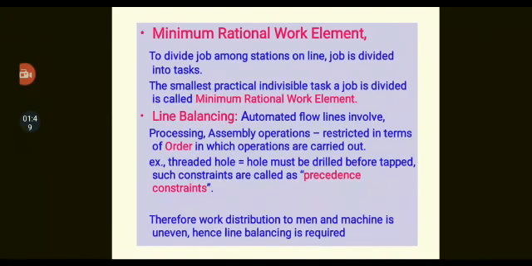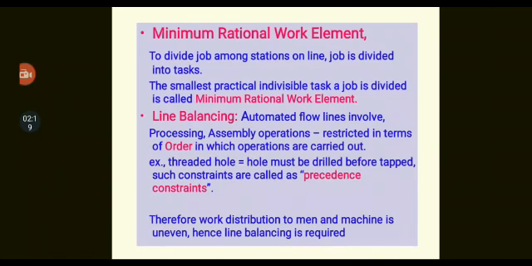Coming to the minimum rational work element. To divide a job among stations on a line, the job is divided into tasks. The smallest indivisible task into which a job is divided is called the minimum rational work element.